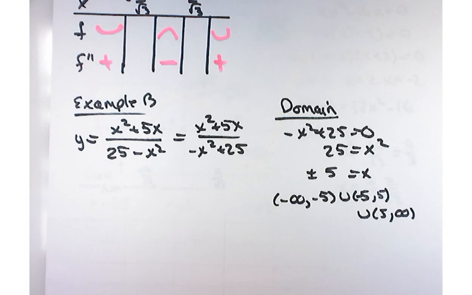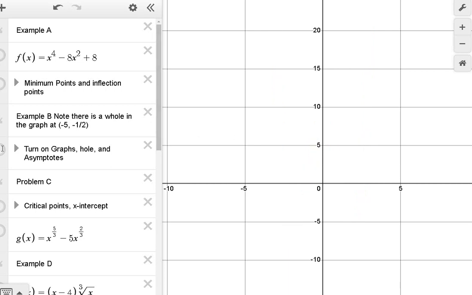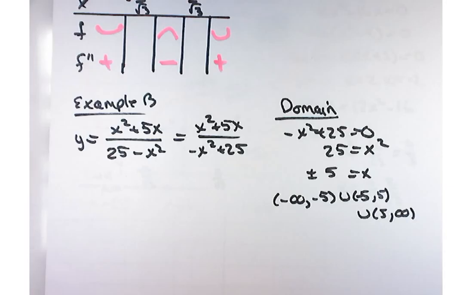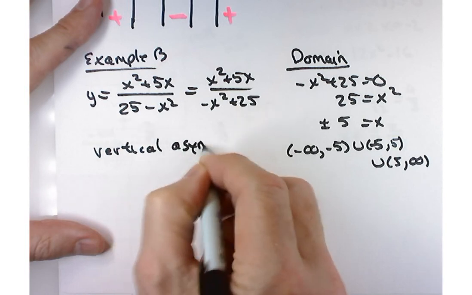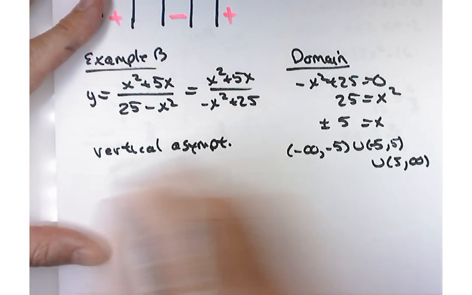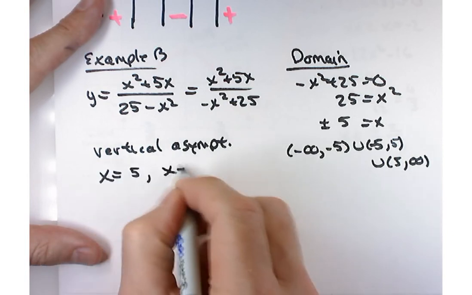So let's see. All right, so there's the first one. Let's take a look at one more thing before I turn on part of this graph. So you have vertical asymptotes where the denominator equals 0, so at x equals 5 and x equals negative 5.